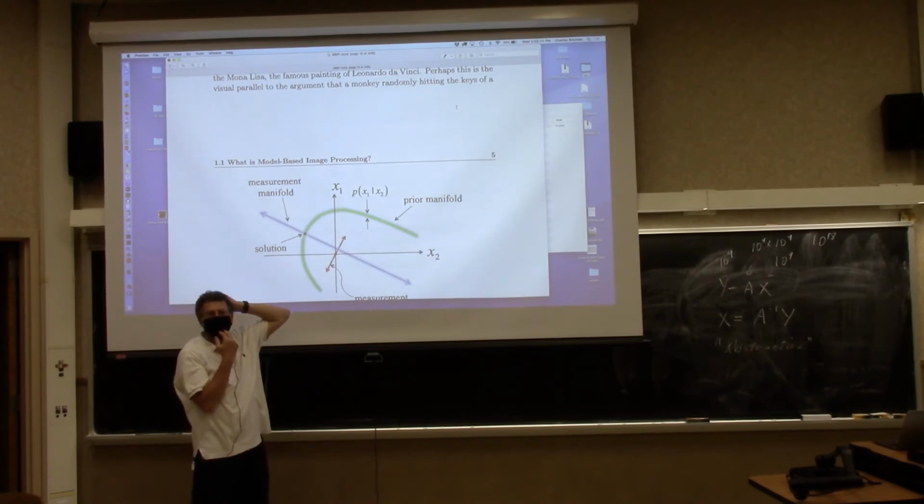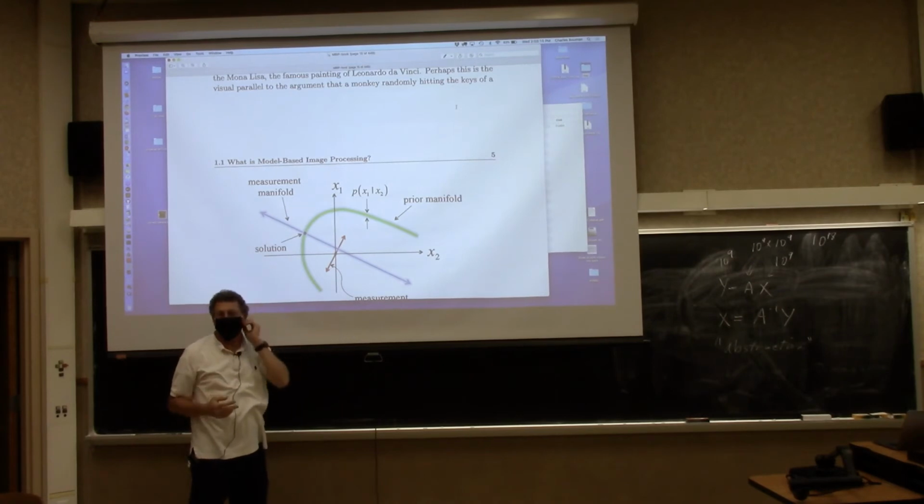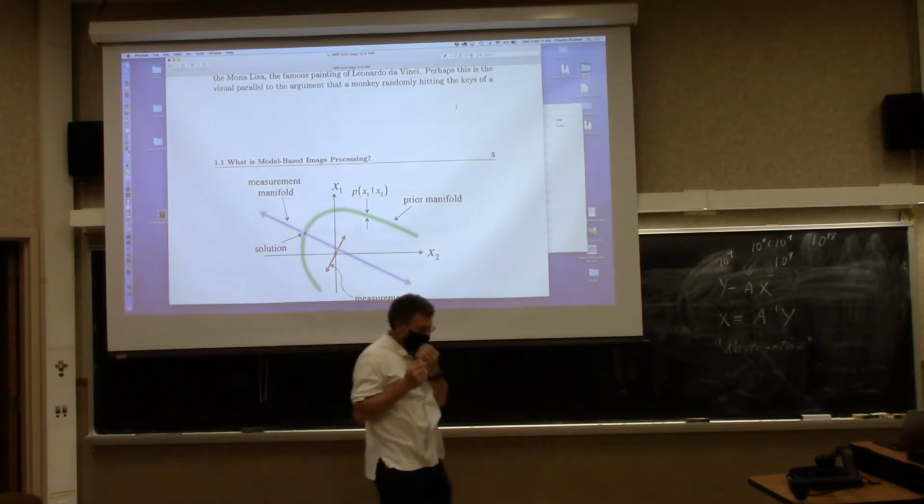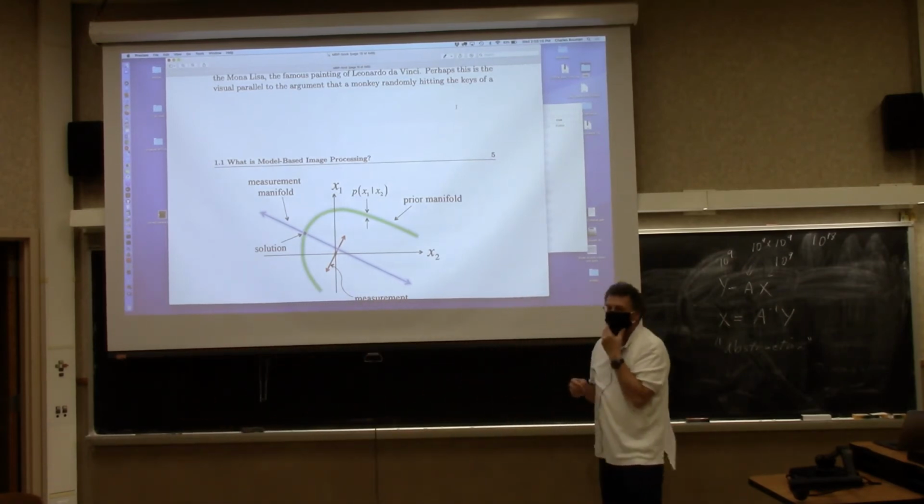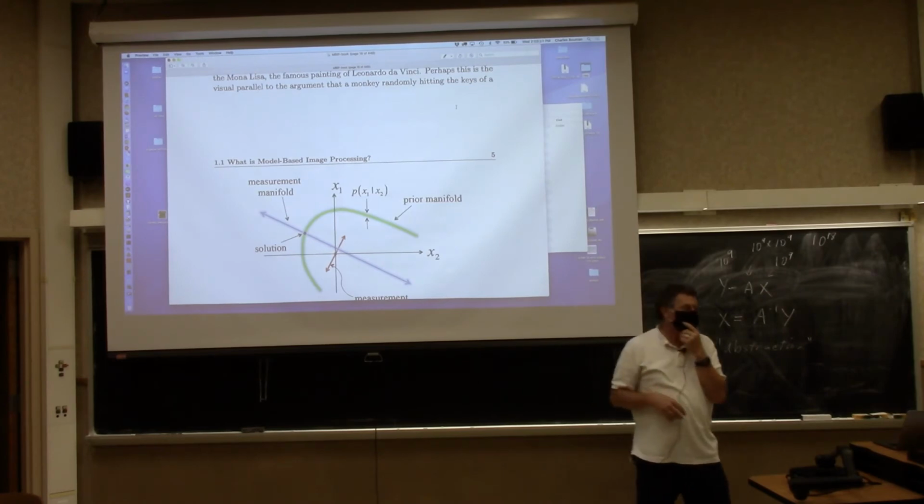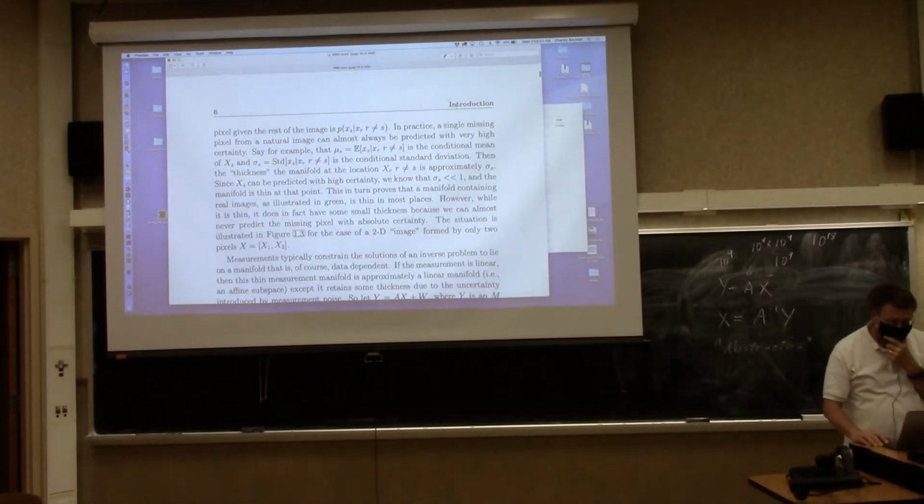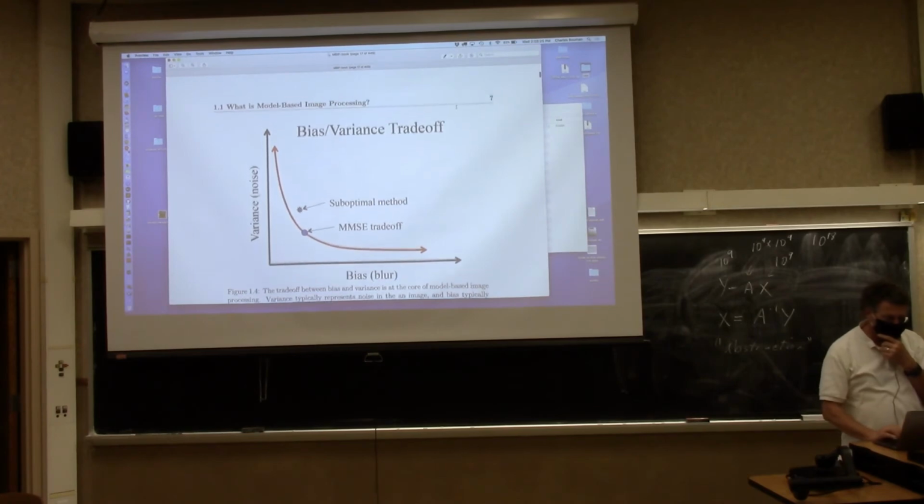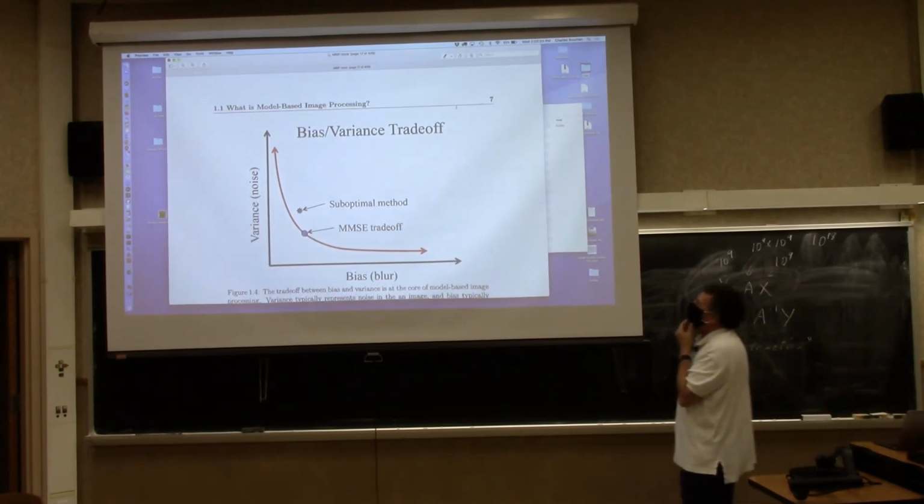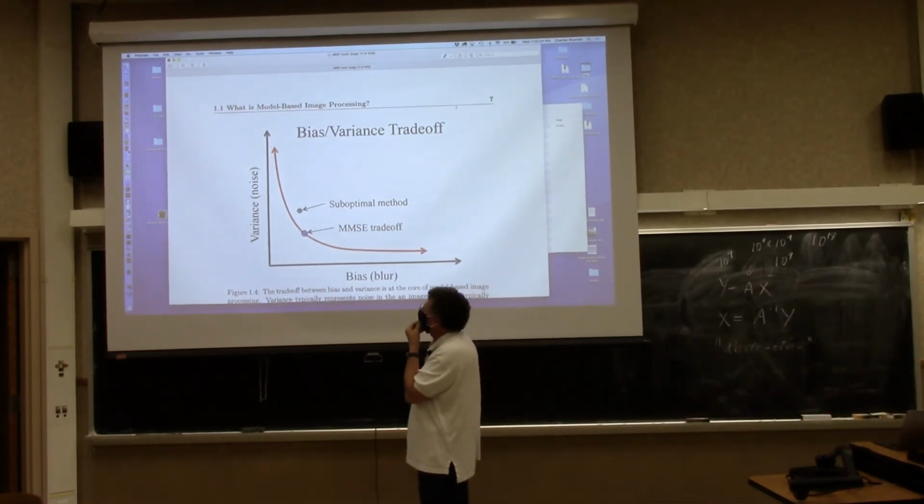Because images are really complicated. You can't approximate them as living on a linear manifold very accurately. I mean, you can do that, and sometimes it's useful, but it's a really rough approximation, okay? So now that brings us to this other really key idea, the bias-variance trade-off.